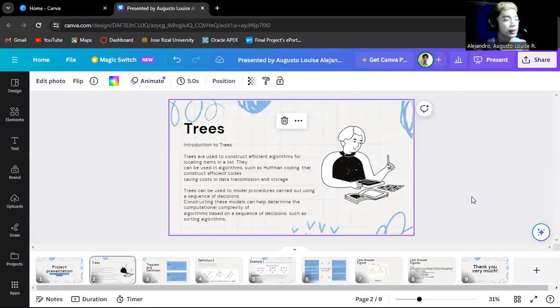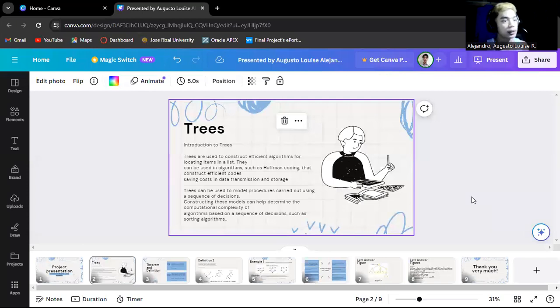For my topic, the introduction of trees. Trees are used to construct efficient algorithms for locating items in a list. They can be used in algorithms such as Huffman coding that construct efficient codes, saving costs in data transmission and storage. This can be used to model procedures carried out using a sequence of decisions.